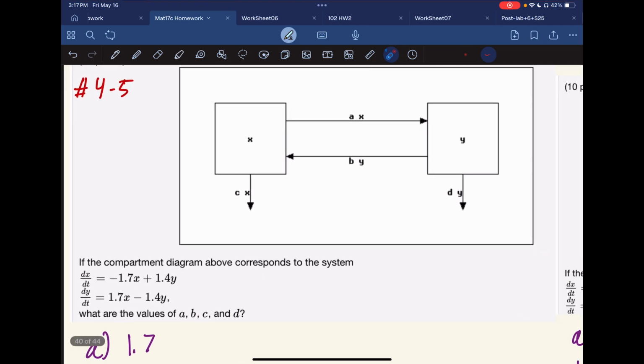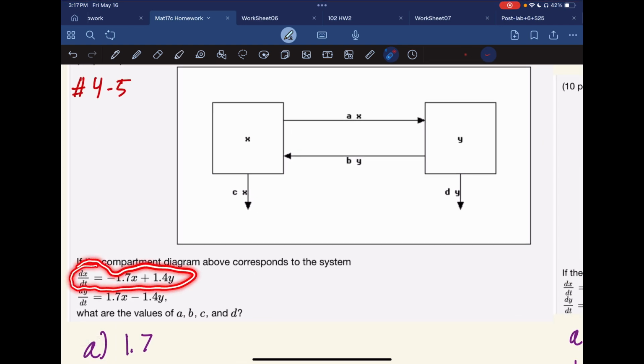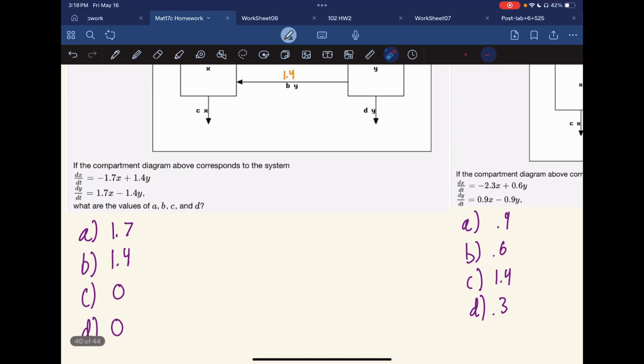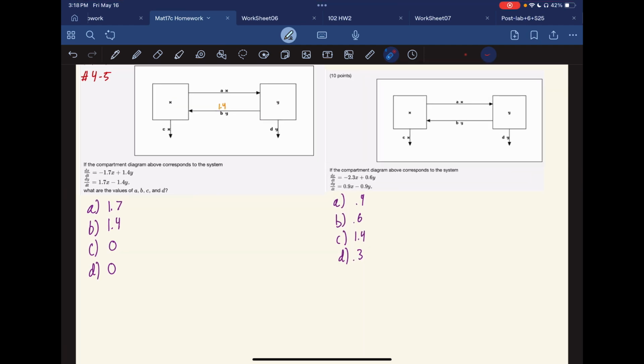So if we look at over here, and we look at y, it has to be 1.4. There is no other value of y affecting dx of dt. Likewise, for dy of dt over on the right-hand side, there's only one value of x. So if we look at the formula for dy of dt, it has to be 1.7. Now, since those have been characterized and the system only has 1.7 and 1.4 in it, that immediately implies that c and d are equal to 0. But that's not the case for number 5.